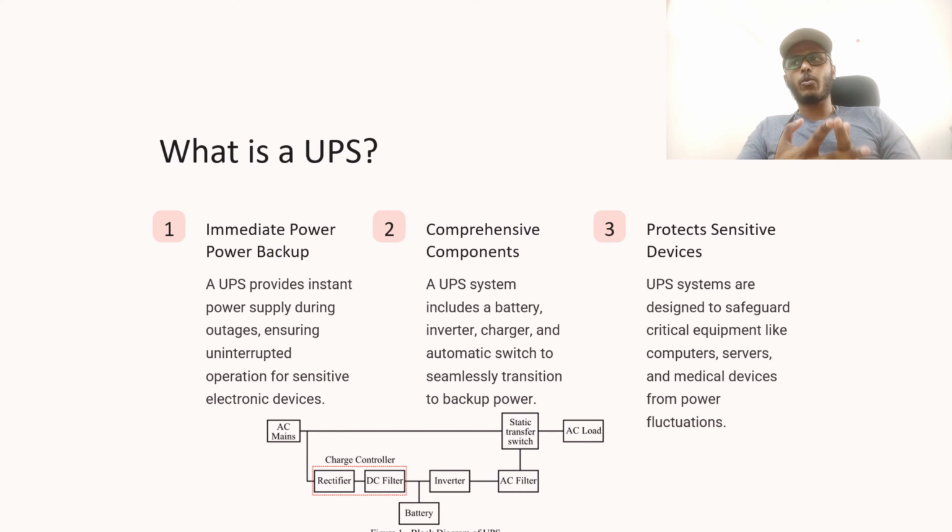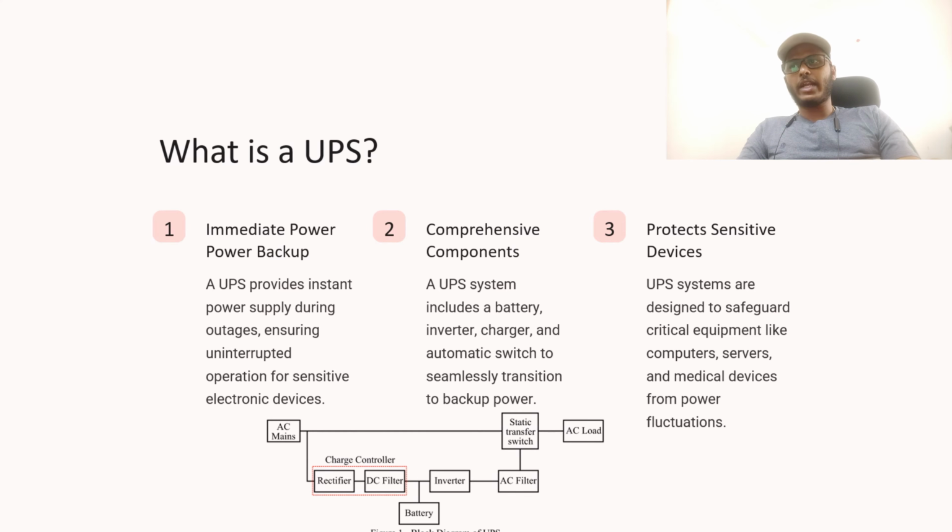And second is comprehensive components. What are the components inside a UPS? A UPS system includes a battery, inverter, charger, and automatic switch to seamlessly transition to backup power. So even if you see the block diagram of UPS, you can see AC mains is there, which is directly connected to a static transfer switch, and coming down you can see a rectifier and DC filter, commonly called a charge controller. What it does is convert the incoming AC into DC, and it filters the DC output of the rectifier.